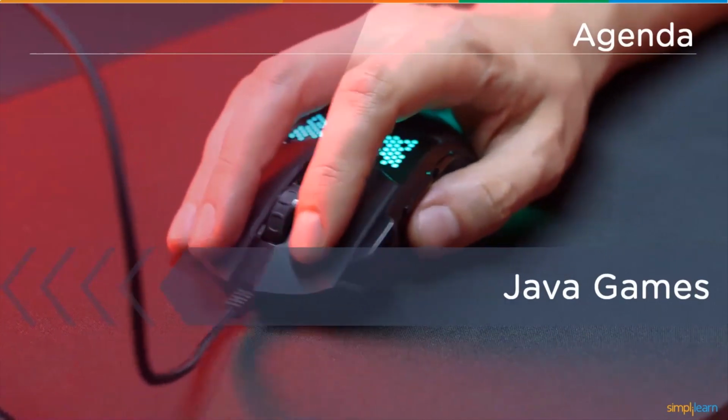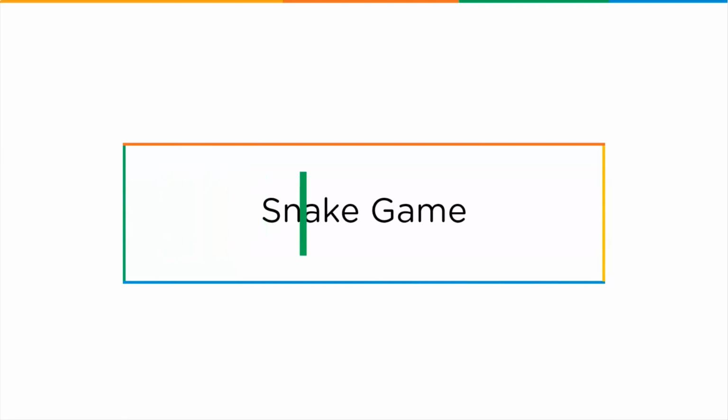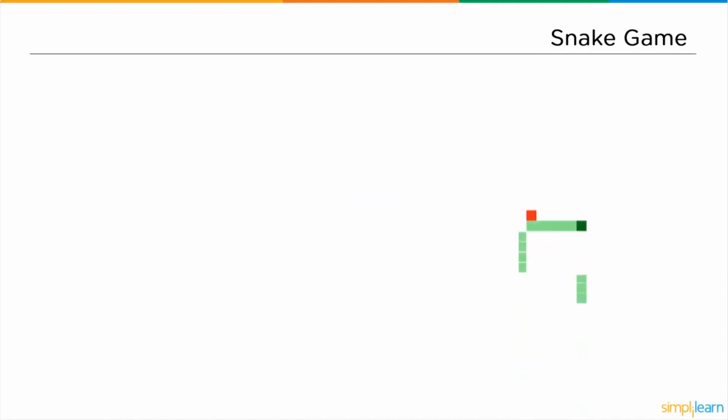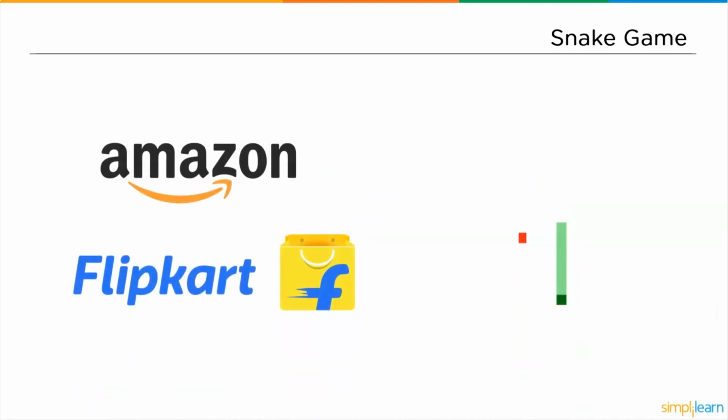So the first game that we will be discussing today is the snake game. This particular snake game is most frequently asked in the top MNC companies such as Amazon and Flipkart. Now let's get into the Eclipse window and try to execute the code.